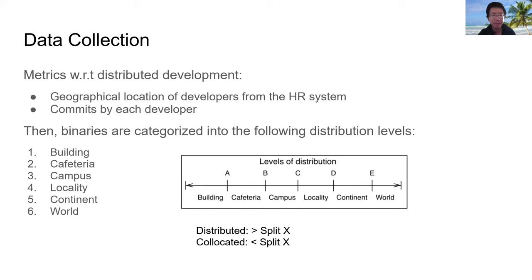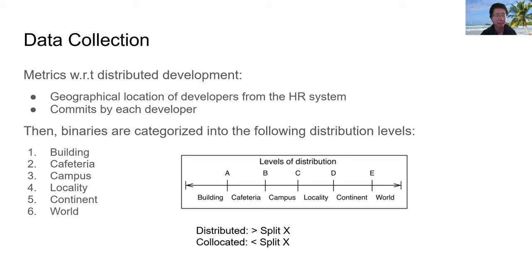And so to decide how to measure distributed development, they use the geographical location of developers from their HR systems. And then they use the commits of those binaries, with the binary as the unit for software, to categorize the binaries into six distribution levels. So they have building, cafeteria, campus, locality, continent, and world. For example, building means the binary is mainly developed by developers within the same building.